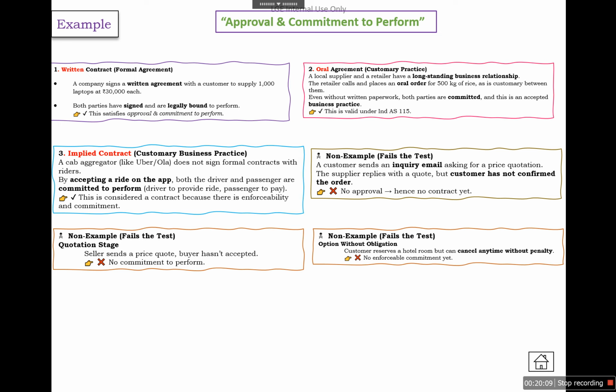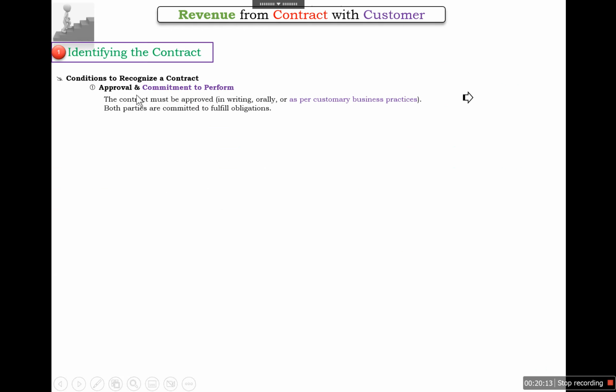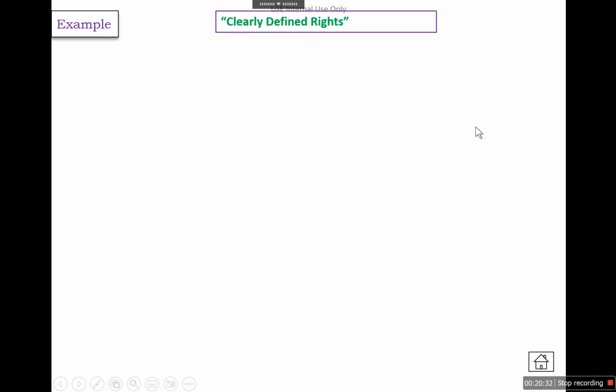So the first condition of a contract we have discussed is that there should be approval and commitment to perform. Next is that there should be identifiable rights of each party. The contract must clearly define each party's rights and obligations and what services and goods are to be transferred. So let's discuss a few examples.